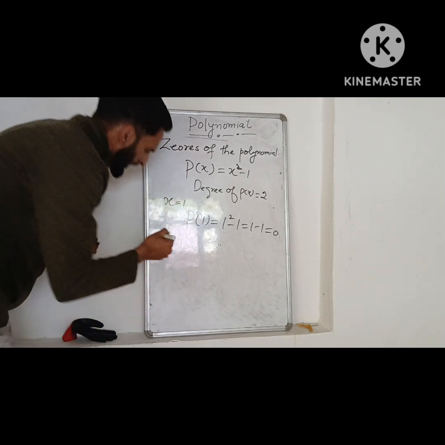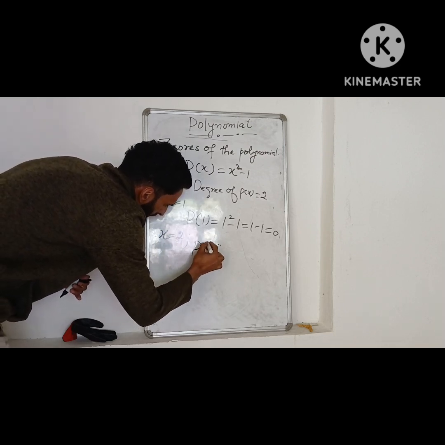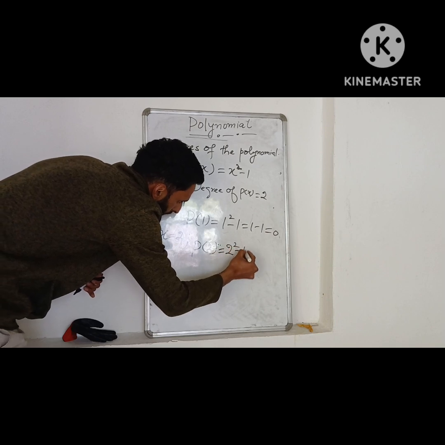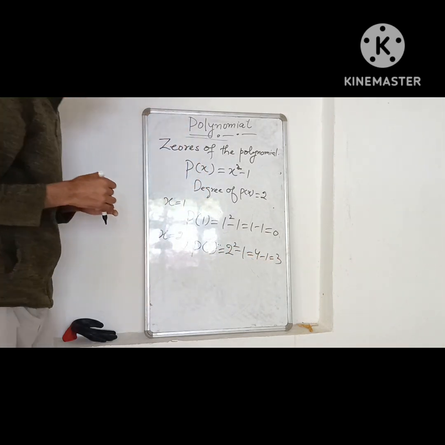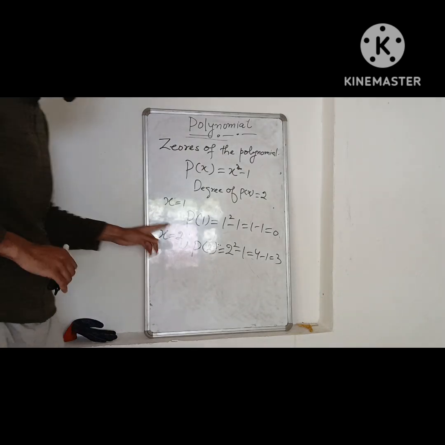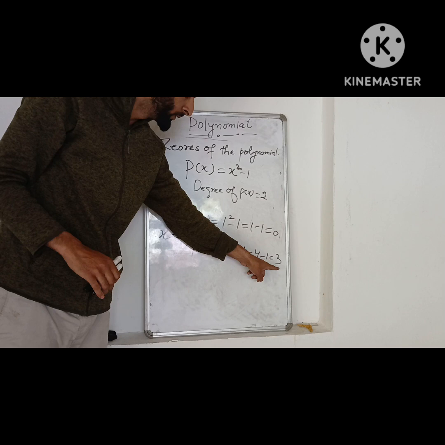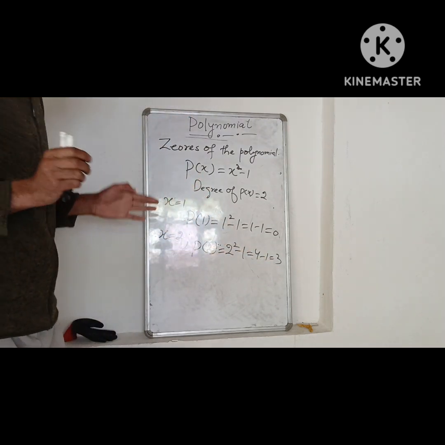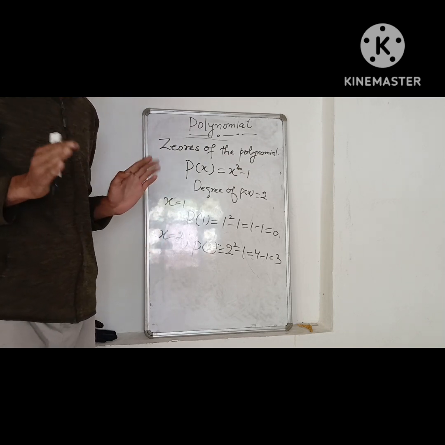Okay. Say I am taking the example x is equal to 2. So in place of x we are putting 2. p of 2 is equal to 2 square minus 1, which is 4 minus 1, which is equal to 3. After putting 2 in place of x, our value comes out to be 3. It does not come out to be 0. So we can't say that 2 is a zero of the polynomial.